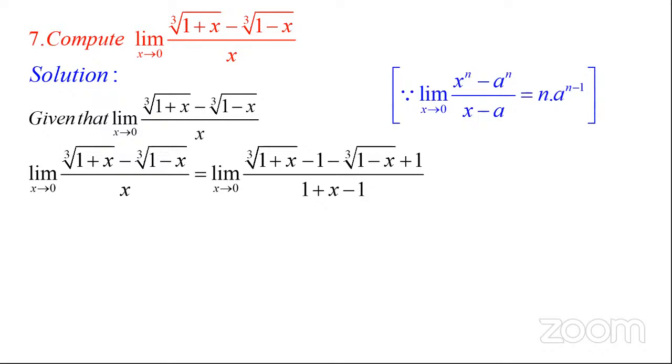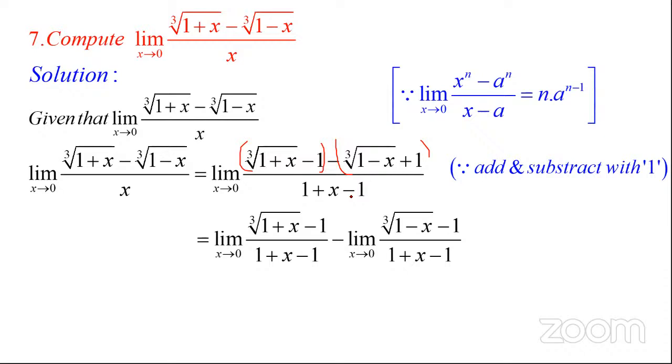So transform the values. I'm adding and subtracting 1 here: minus 1 plus 1, minus 1 plus 1. So minus 1 plus 1 by 1 plus x minus 1. I'm writing this value as a, this value as b, and the denominator as c. So I can write a by c minus b by c. That is nothing but the limit as x tends to 0 of f minus g of x, which is the limit of f of x minus the limit of g of x. So from the denominator and the numerator, we have to add and subtract 1. Okay, then this is the value.